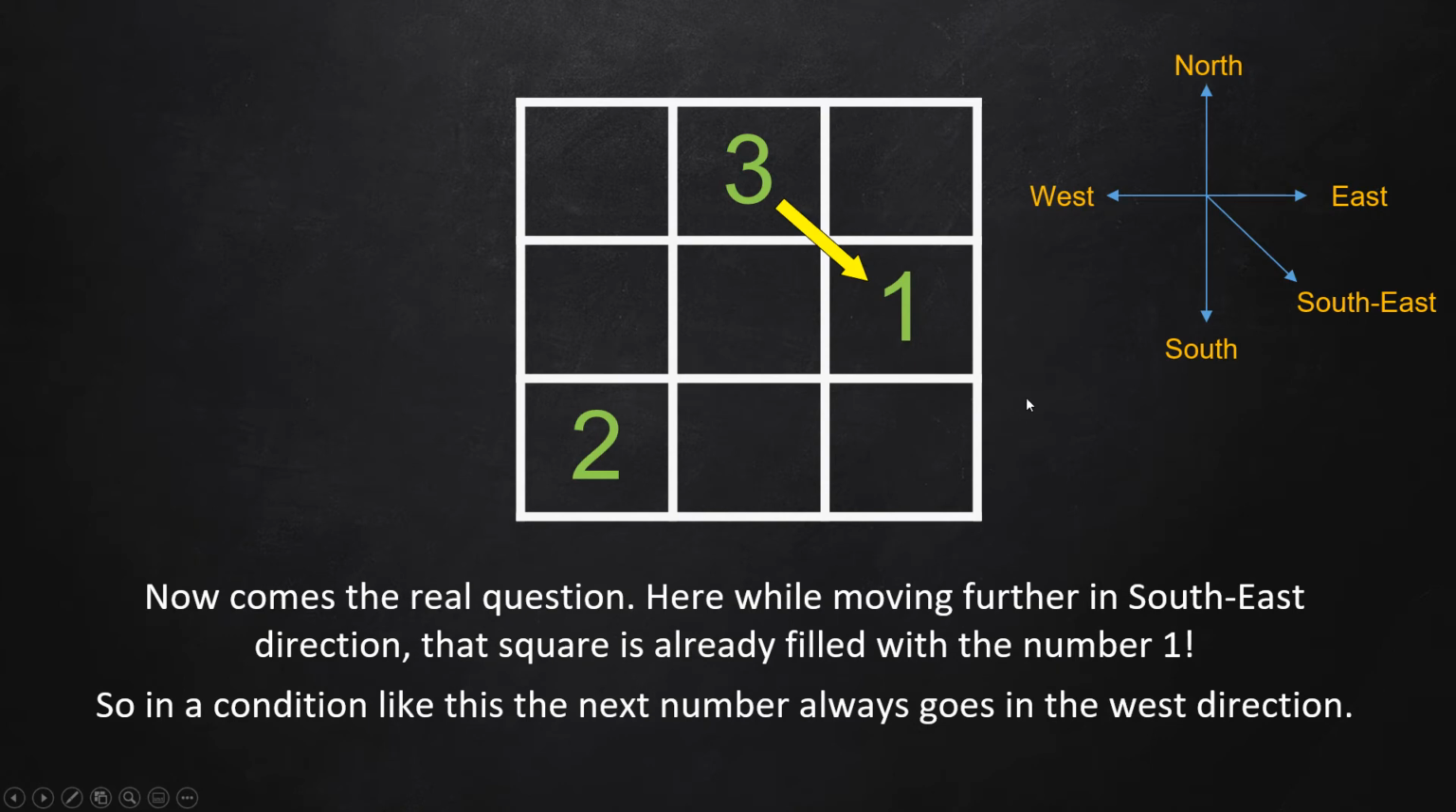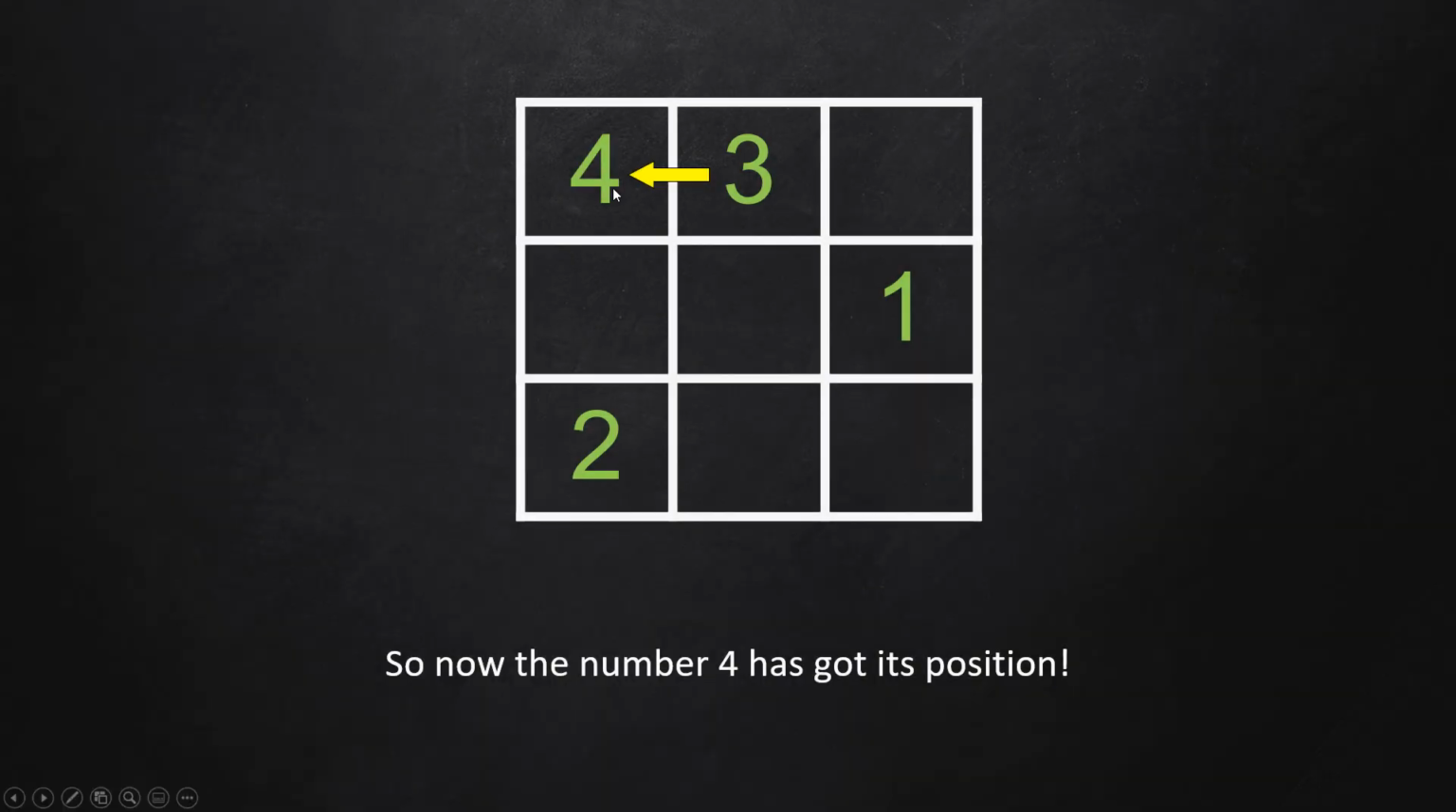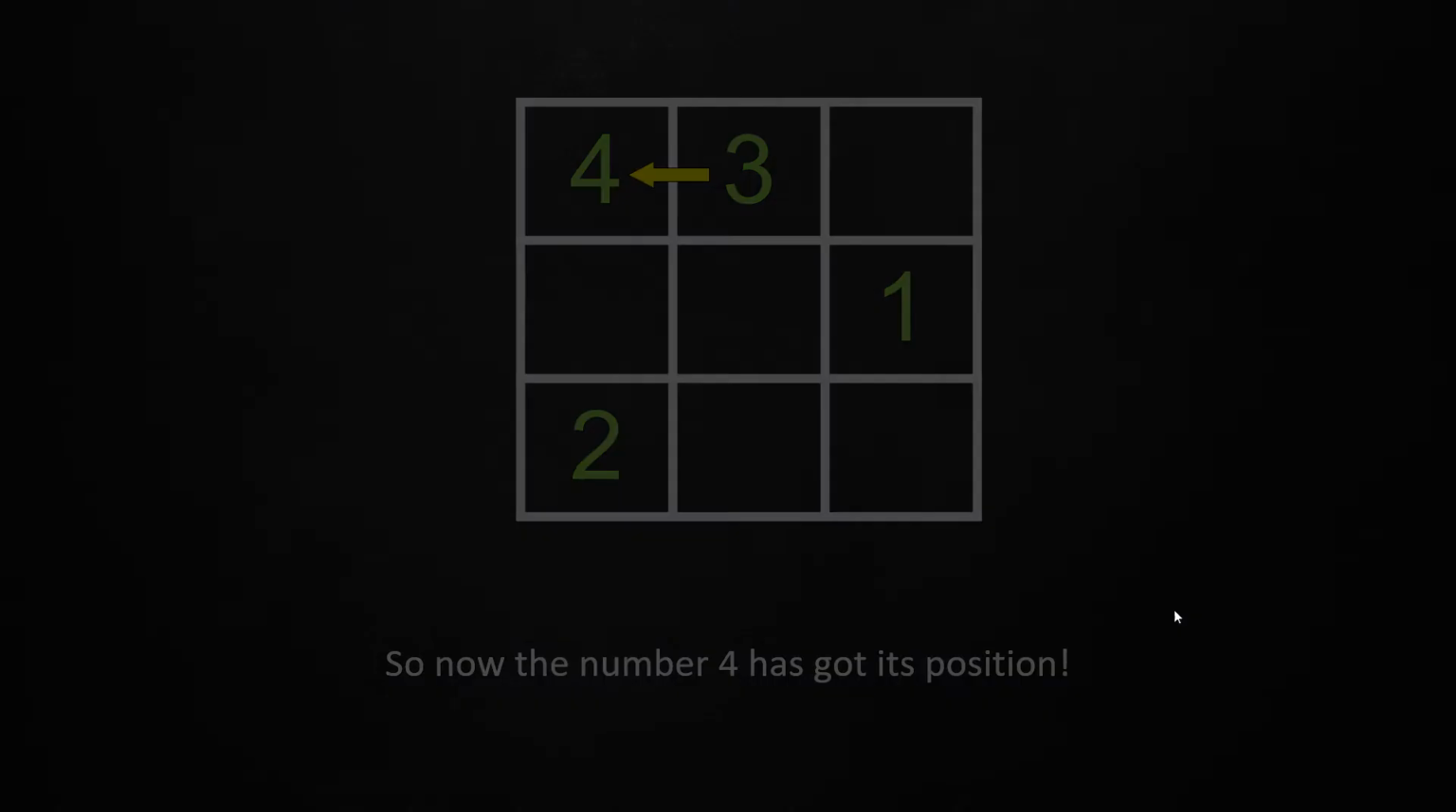Now comes the real question. Here, while moving further in the southeast direction, the square is already filled with the number 1. So in a condition like this, the next number always goes in the west direction. So here is our west direction. The new number will go right here, and our number 4 has appeared in the west direction. So now the number has got its position.